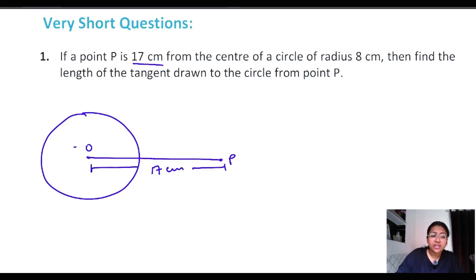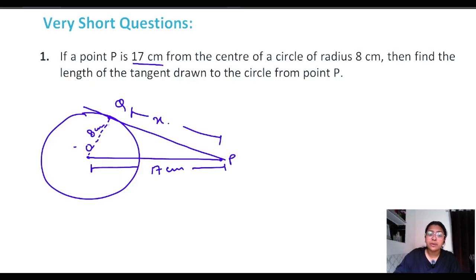Okay, the radius of the circle is 8 centimeter. Let this Q be the point of contact and OQ is of length 8 centimeter. Then we need to find out the length of the tangent drawn to the circle from the point P. We need to find out QP. Okay, let the length of QP be x.